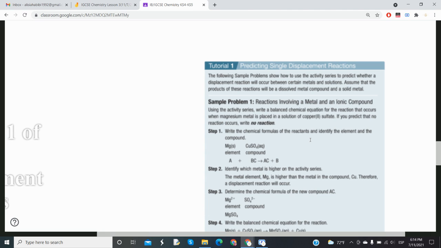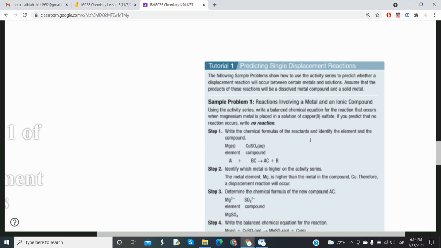Step 1 says you need to first write the chemical formulas of the reactants and, of course, identify the elements and the compound. What we can derive from problem 1 is that a reaction occurred between magnesium and copper 2 sulfate. So we know that magnesium and copper 2 sulfate are the reactants. Obviously, to determine what the products are going to be, that is where we need to use the activity series to decide what is going to displace what. If magnesium can displace copper, it forms magnesium sulfate and copper. If not, then there would be no reaction, as it says in the problem.